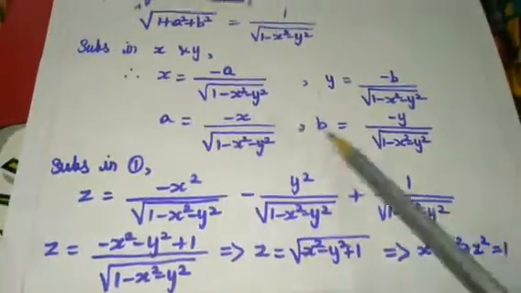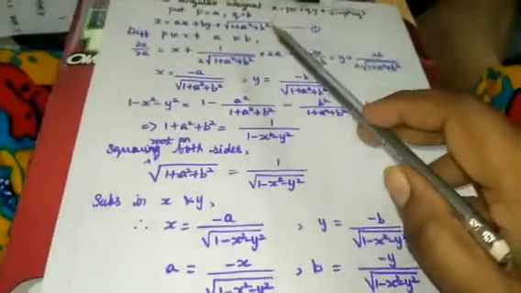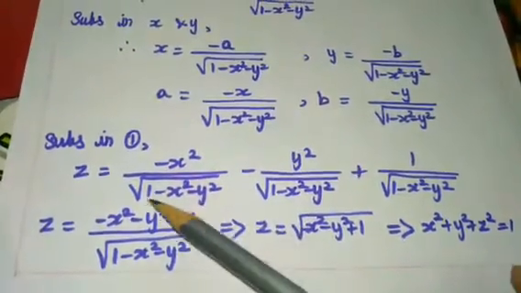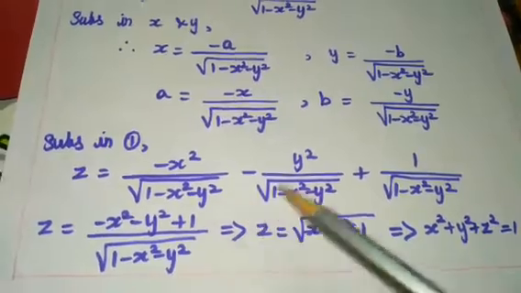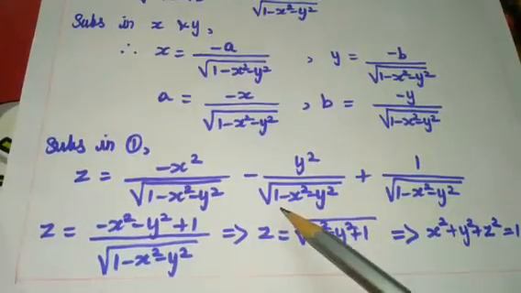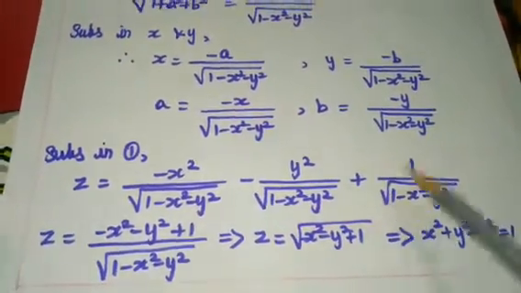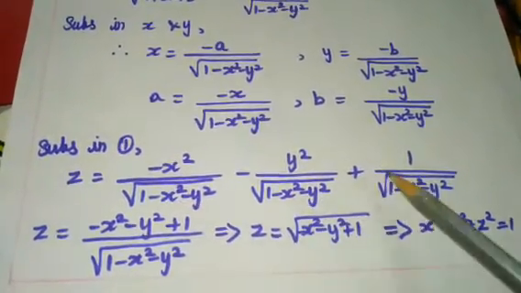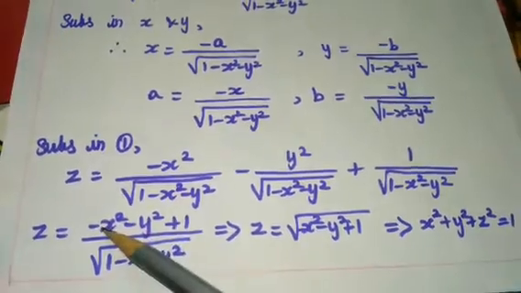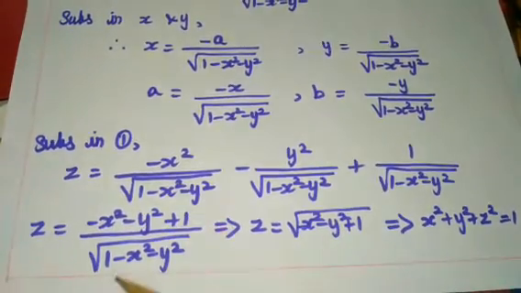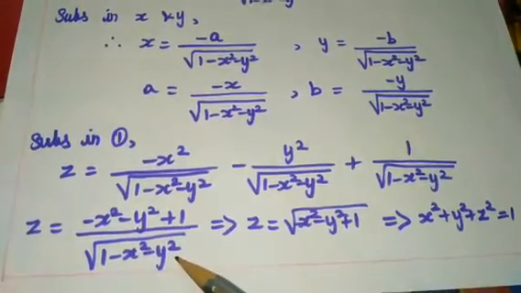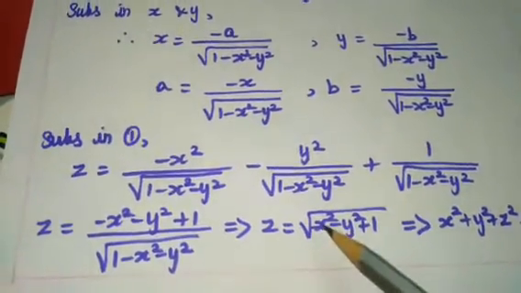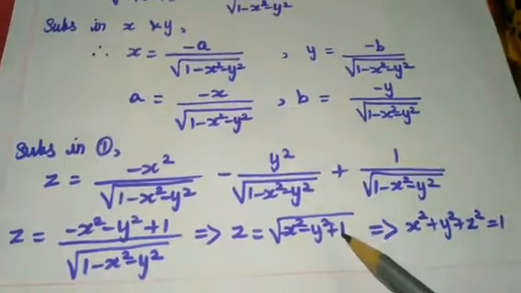So, substitute this a and b in the complete integral equation. Therefore, z is equal to minus x square divided by root of 1 minus x square minus y square minus y square divided by root of 1 minus x square minus y square plus 1 by root of 1 minus x square minus y square. So, if we take LCM, it becomes minus x square minus y square plus 1 divided by root of 1 minus x square minus y square. So, it will become root of 1 minus x square minus y square.